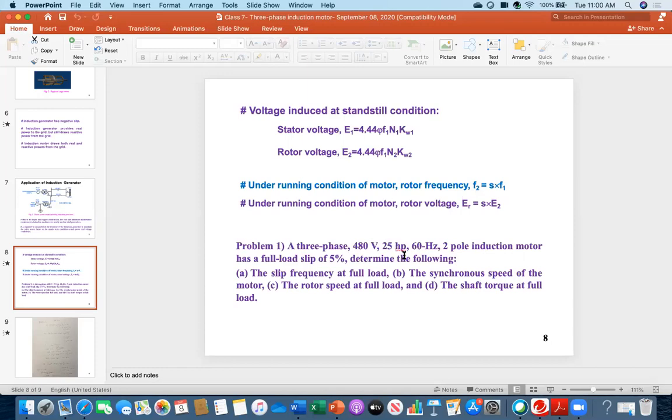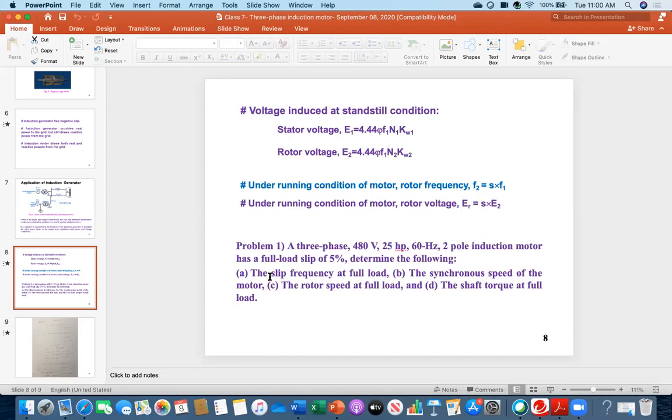And see horsepower. If it is a motor, typically its rating is expressed in terms of horsepower. And probably you all know one horsepower is 746 watt. This is the supply frequency and the pole number is 2. Then determine what is the slip frequency.